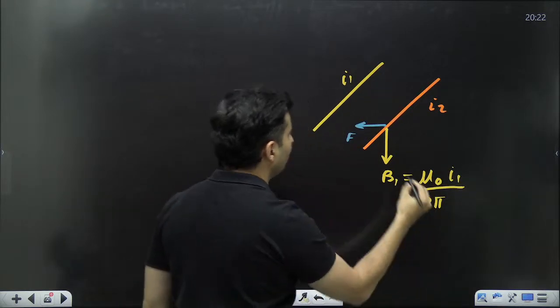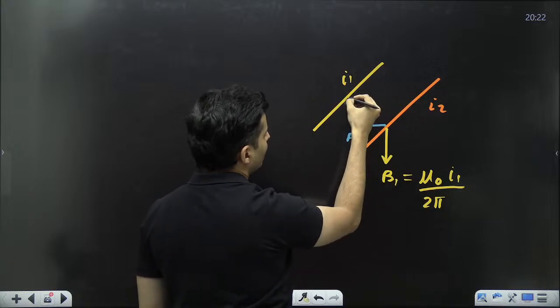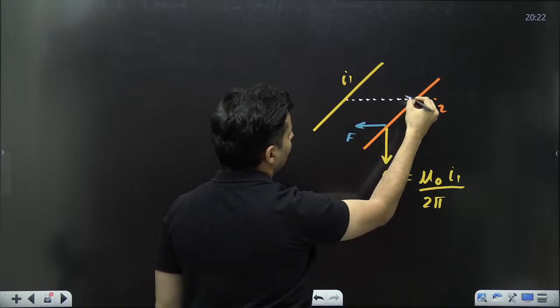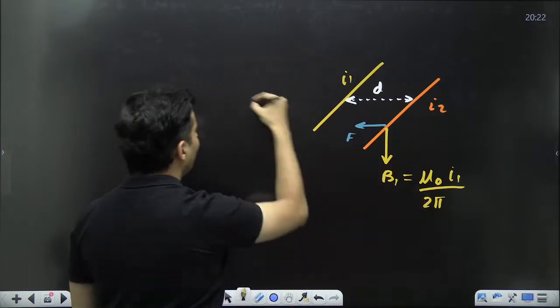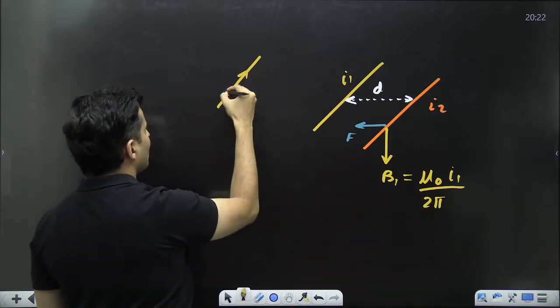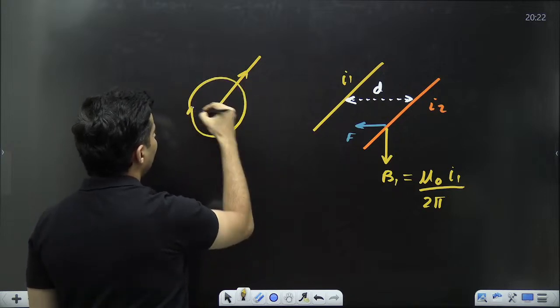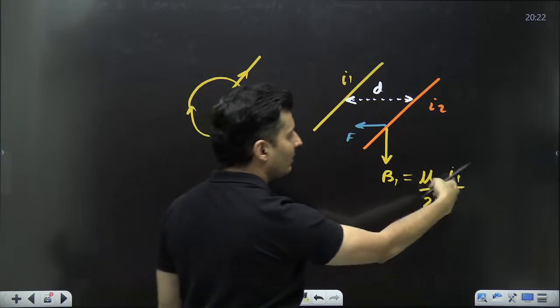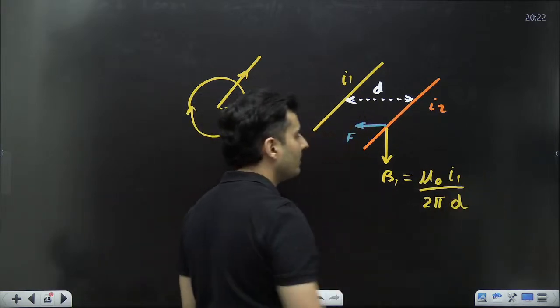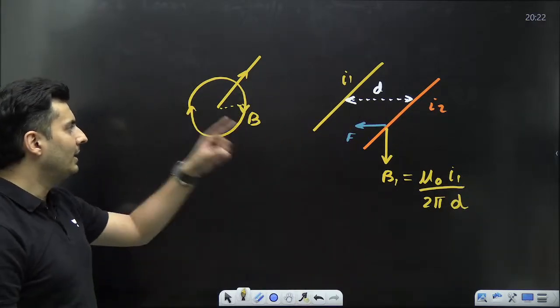Okay, let's assume some distance between them. Let's say the distance between them is d. Obviously, any wire which carries that current at that distance d will create a field given by mu naught I by 2 pi d. Mu naught I by 2 pi d, right?